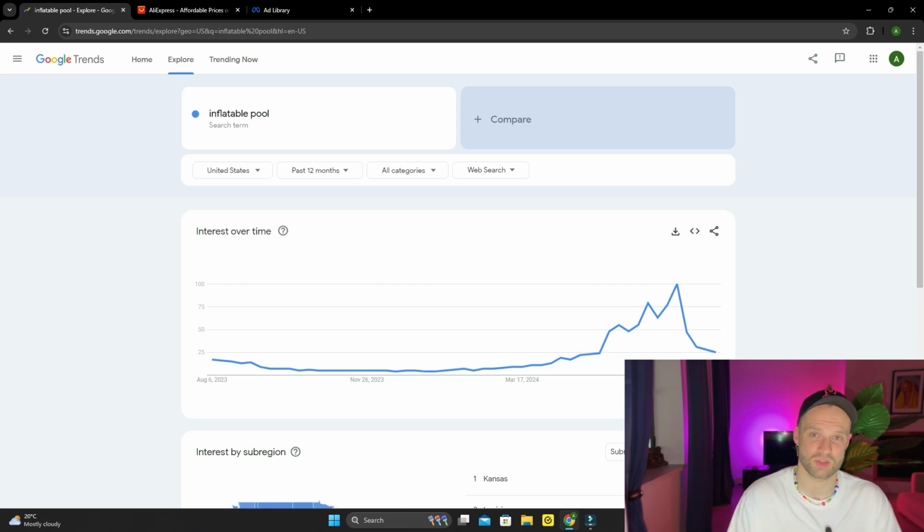Okay, it's a product that sells to a specific season. Like for example, Christmas time, it's gonna be Christmas gifts, kids toys and stuff like that. And for summertime, it would be something like inflatable pool. Here we can see a really healthy trend. We can see that people are definitely looking for inflatable pools during this period of time, which is great for you. So now that we found a trending product, let's go to AliExpress and see what's happening over there.